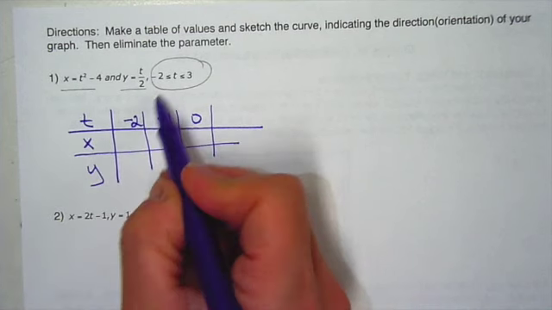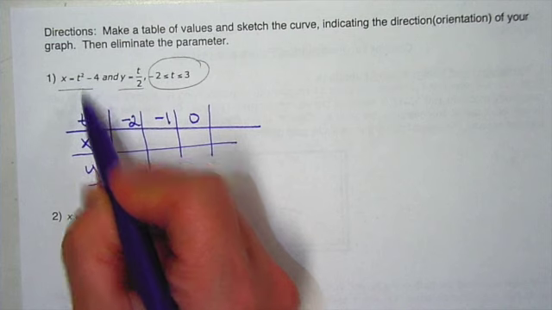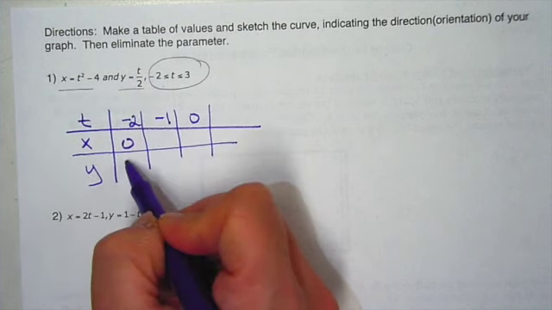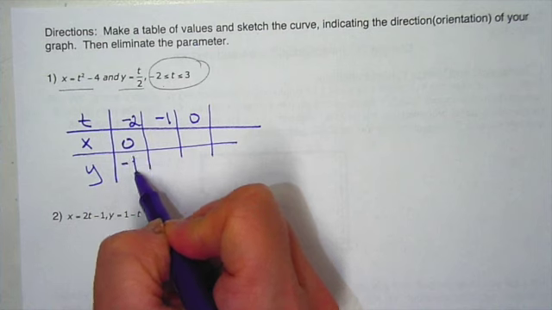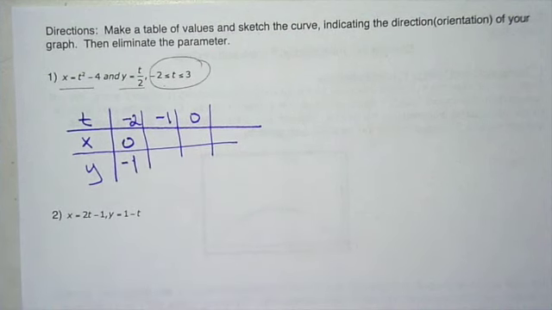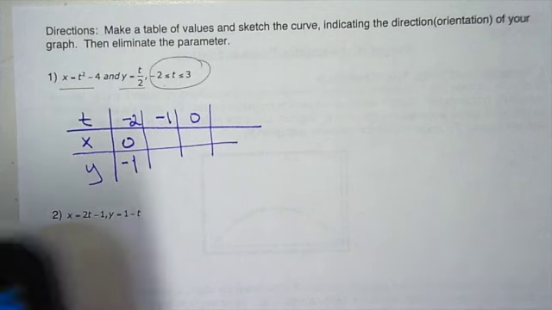So all we're doing is taking the t, plugging in here to find the matching x value, taking the -2, plugging in here to find the matching y value. So you can do this for every single value. You can also find this on the calculator. So go to your calculator.